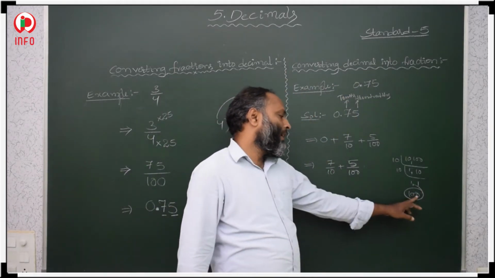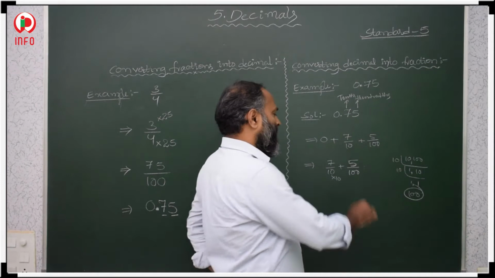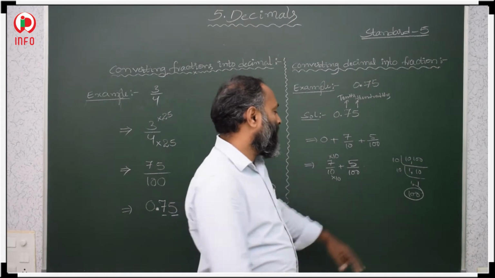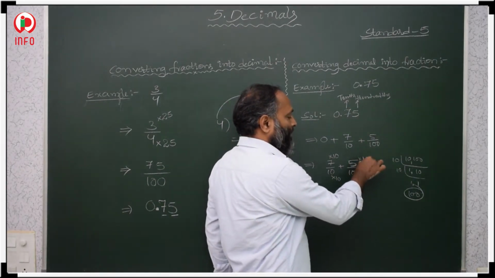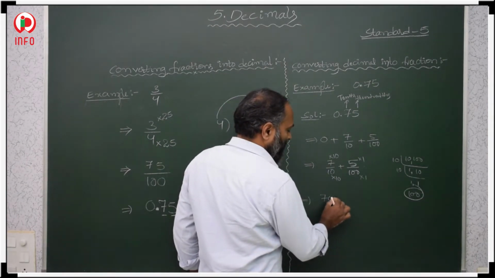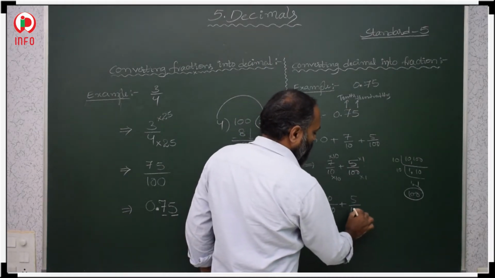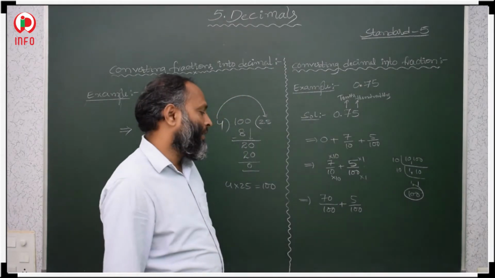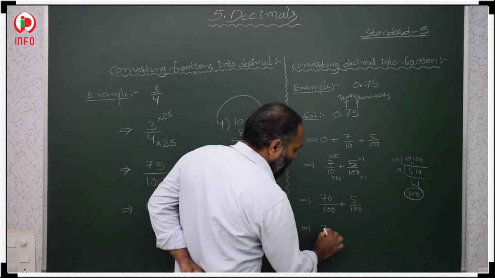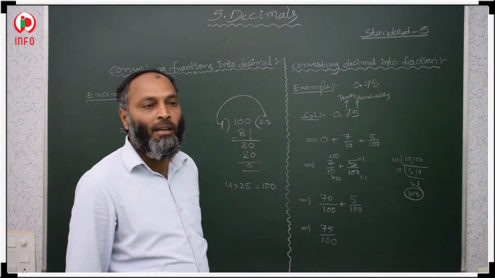In the 10 table we get 100 at 10 tens, so multiply by 10. And 100 is already 100, so multiply by 1. The same number we have to multiply in numerator and denominator. Then 7 tens are 70 by 10 tens are 100, and 5 ones are 5 by 100 ones are 100. These two are like fractions. Now we add the numerators: 70 plus 5, 75 by 100.